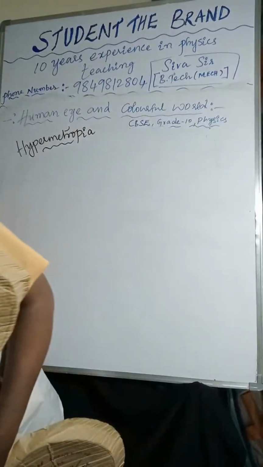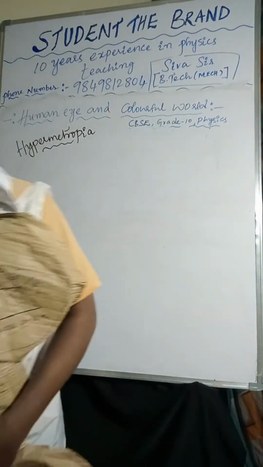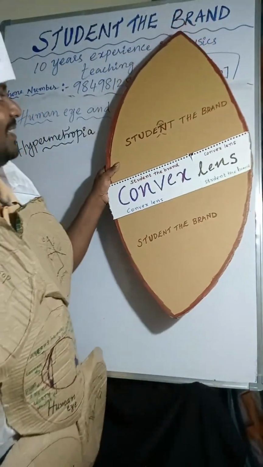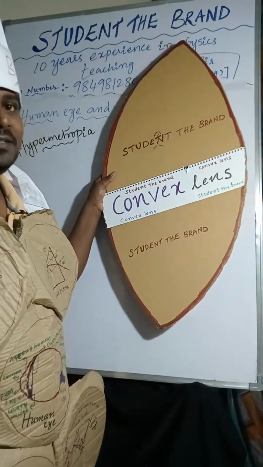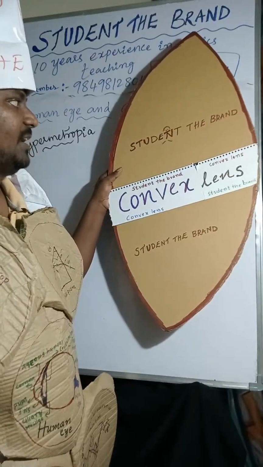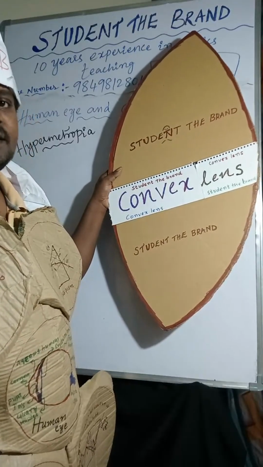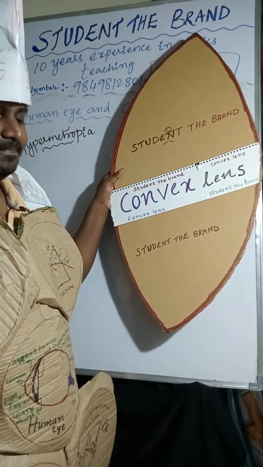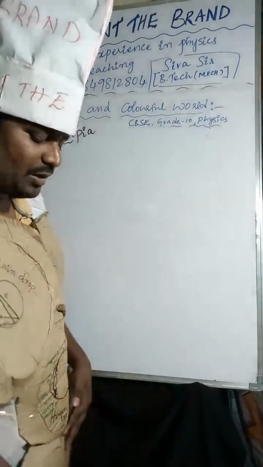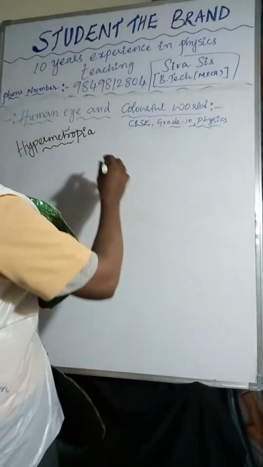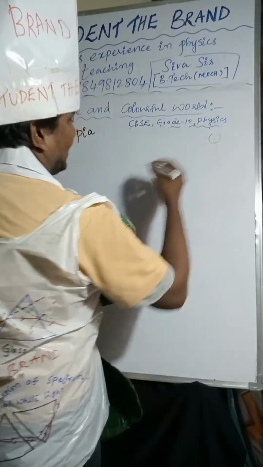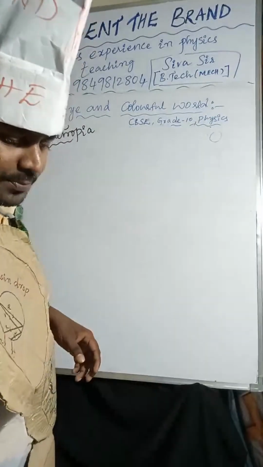Here you can see this is a convex lens. This is the convex lens I made, with a lot of hard work. This is a convex lens, right? Yes. Now we'll draw the diagram for hypermetropia. I'll explain the same incident.